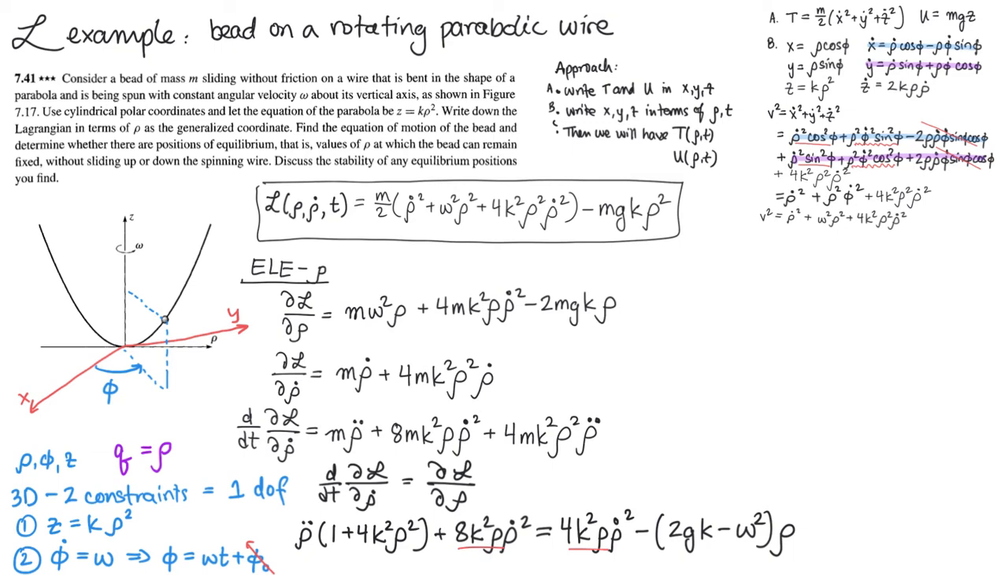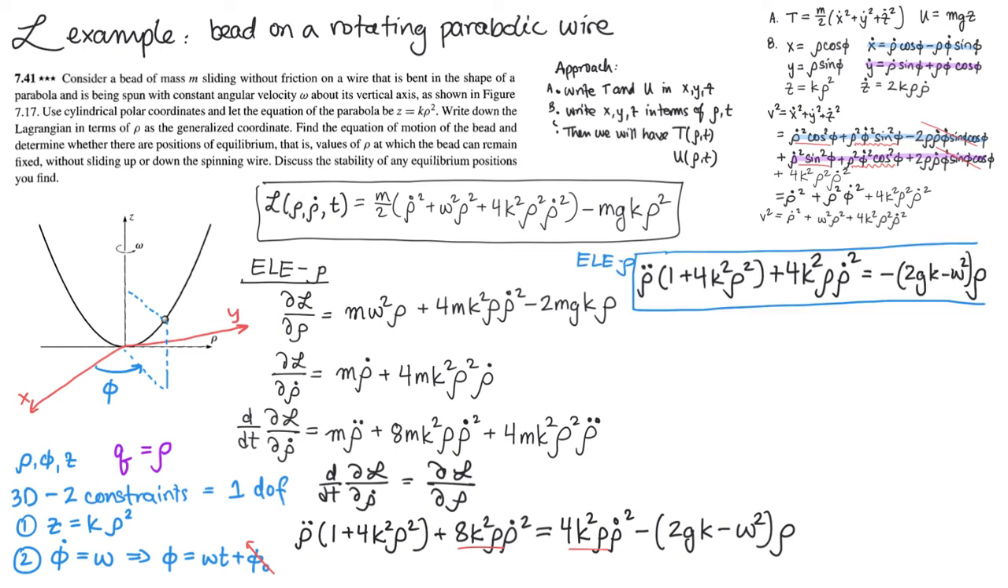And at the end of the day, we have second derivative of rho added to 4k squared rho dot squared, because we've gotten rid of one factor on the left, and that all equals minus 2gk minus omega squared times rho. And so this is our Euler-Lagrange equation for rho.